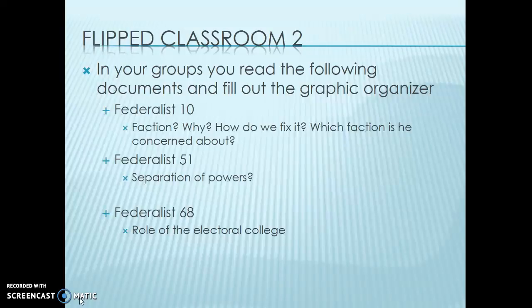Federalist number 51, what is the issue with separation of powers? What is the main idea being argued here? And then Federalist 68, what is the intended role of the Electoral College?